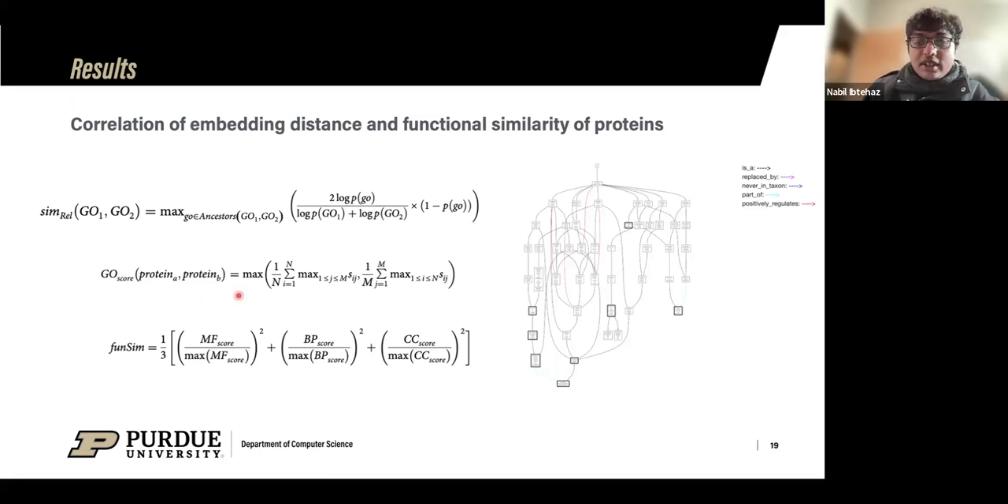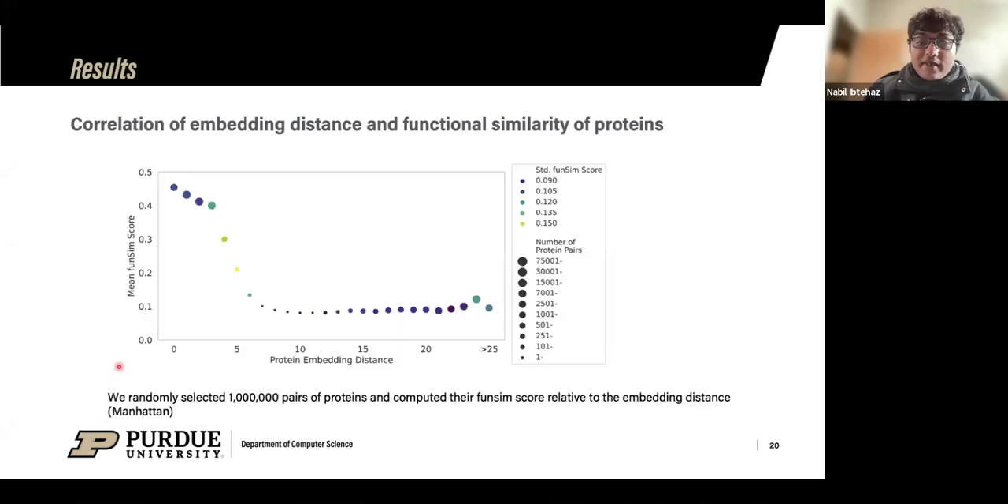Next, we consider this between all pairs of GO terms between both of the proteins. And from that, we compute one score for the MF, one score for the BP, one score for the CC, and finally we normalize and we have the FunSim score. So the FunSim score is a bit complicated. Ultimately, it provides us the semantic similarity between the set of functions two proteins have.